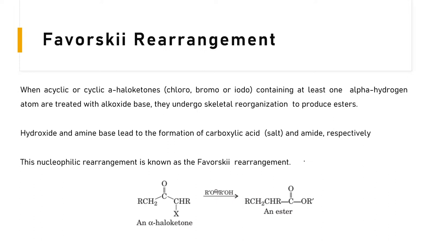In this rearrangement we take an alpha haloketone, whether cyclic or acyclic, containing at least one alpha hydrogen, treated with an alkoxide base. They undergo skeletal reorganization to produce esters. Hydroxide and amide bases lead to the formation of carboxylic acid salt and amide respectively, and this is known as the Favorskii rearrangement. You can see RCH2 C double bond O CHXR converts into RCH2 CHR C double bond O, so R is not connected to the original carbon but to this carbon.